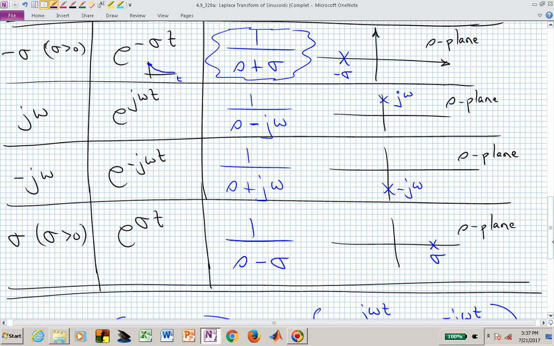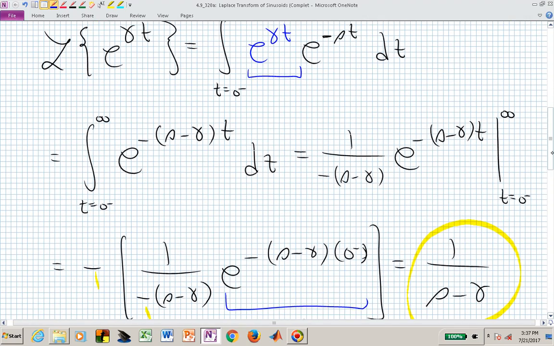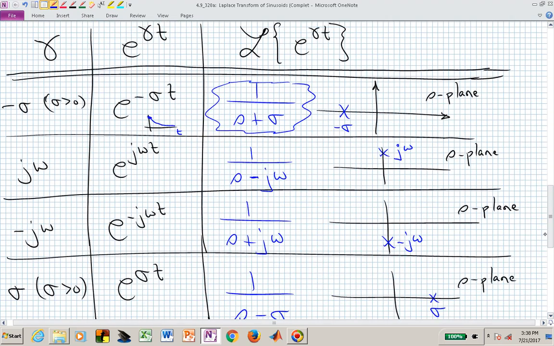Like I said, that's now our fundamental building block, the Laplace transform of e to the gamma t. We've evaluated that expression, or Laplace transform, for 4 different cases. One where we had a negative exponent, one where we had a positive exponent, that was the first and last row, and 2 cases in the middle where we had imaginary exponents, and that was e to the j omega t and e to the minus j omega t.